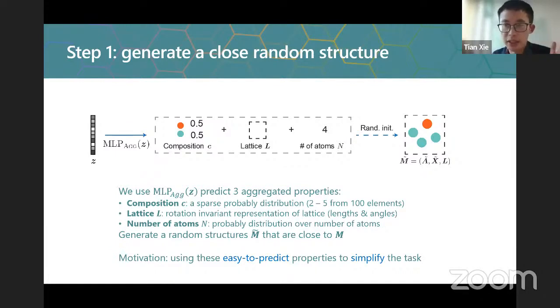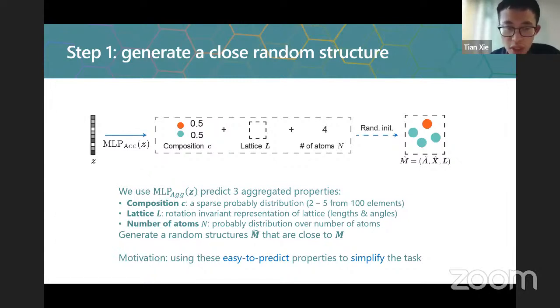In the first step, for the decoder, we start from the latent vector, and we have an MLP, which is a property predictor that predicts three properties of the crystal that we hope to generate. The first is the chemical composition, which defines a probability distribution over all elements, basically selecting 2 to 5 elements from all the elements in the periodic table. The second is the lattice. We use a rotationally invariant representation of the lattice so that we directly predict the periodic box for the crystal that we hope to generate. The final is the number of atoms we have in the crystal.